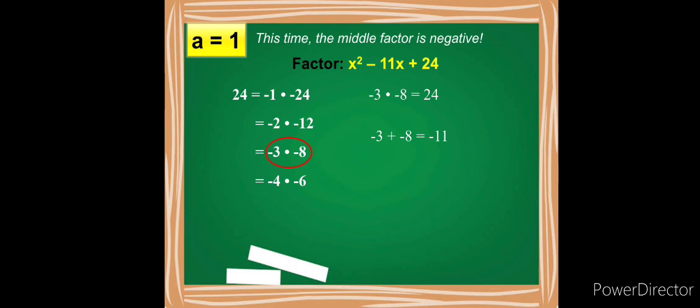Since the pair of numbers are negative 3 and negative 8, we now have the factored form x minus 3 times x minus 8. So, the final factored form of x squared minus 11x plus 24 is x minus 3 times x minus 8. Therefore, this is the final answer.